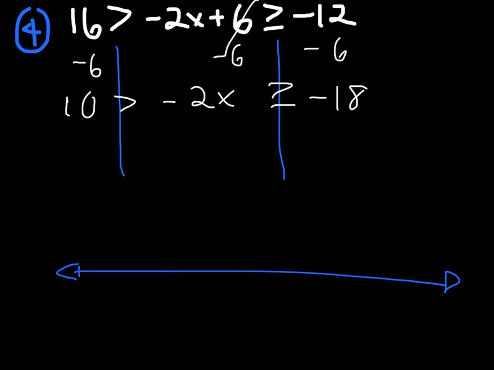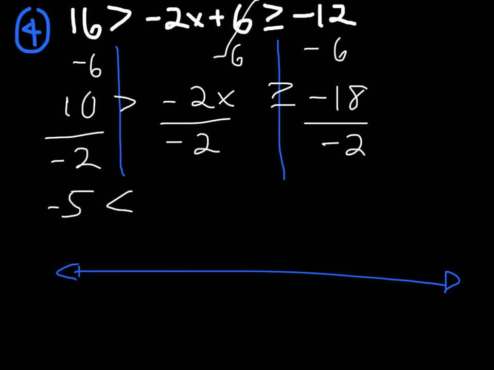Okay, the x is not by itself, so we have to divide by negative 2. Okay, and remember when we divide by negative 2, our sign flips, so here we'll have negative 5 is less than x, and we also divided by negative 2 over here, so is less than or equal to, that'd be 9.